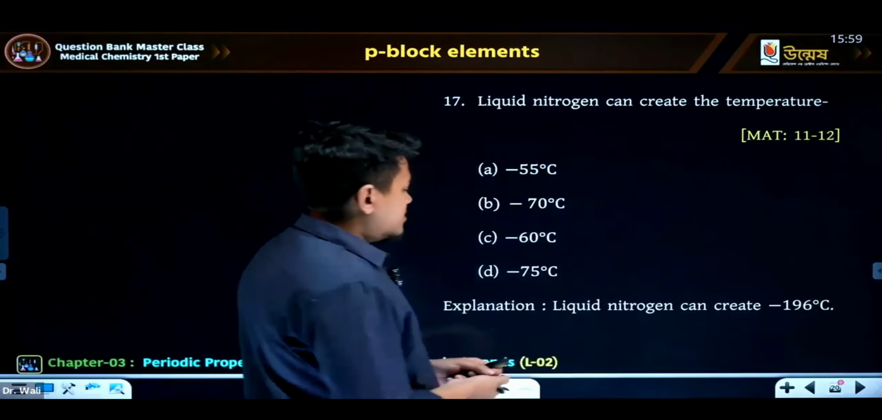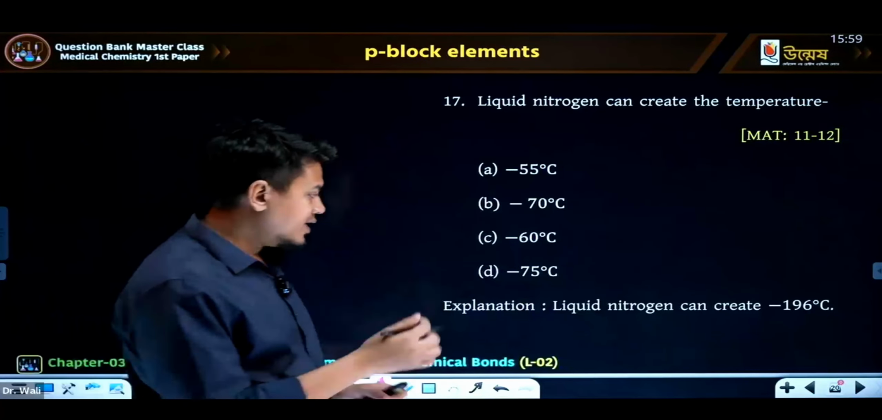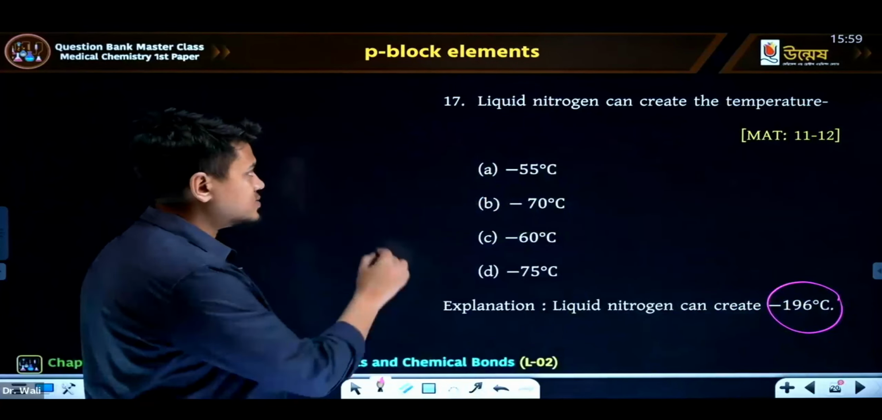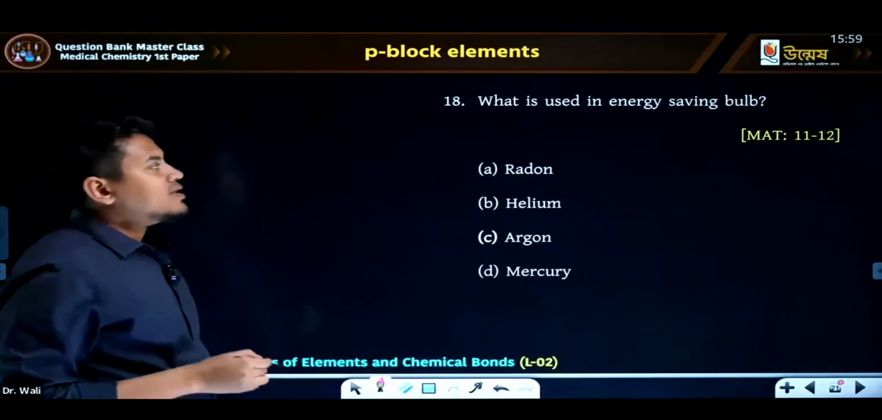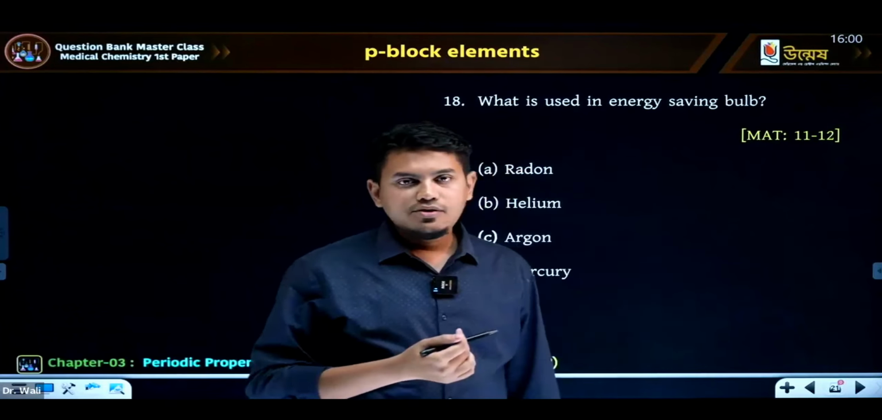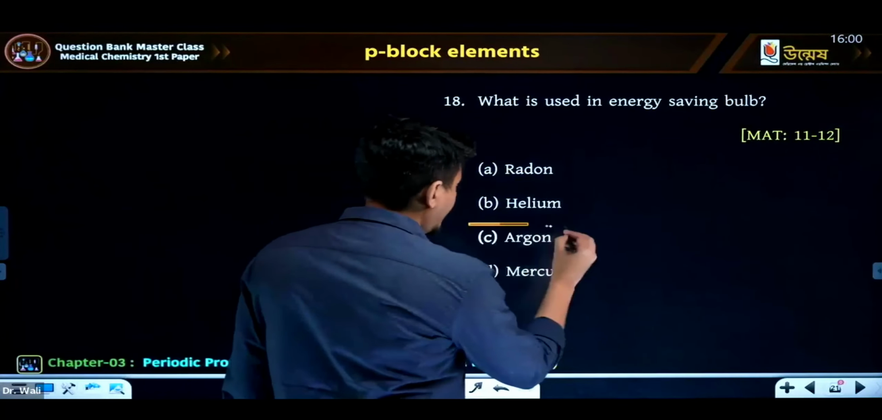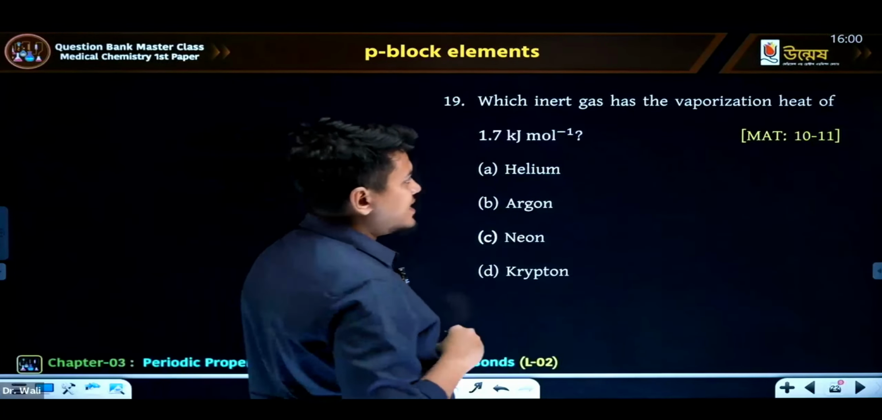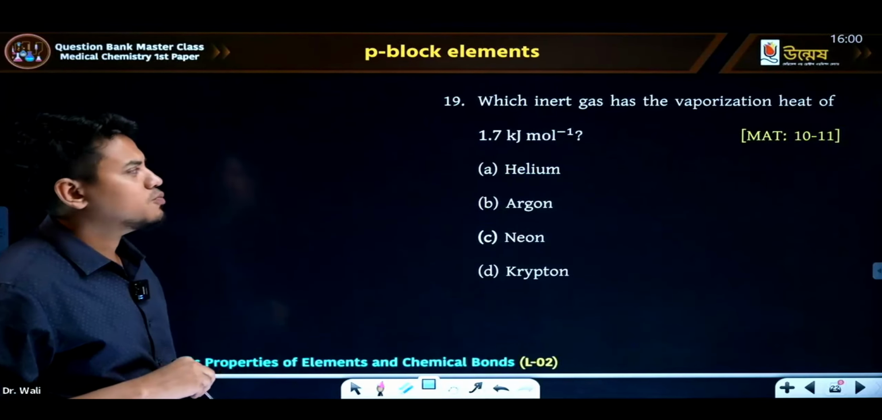Liquid nitrogen can create what temperature? This question does not have any answer, because liquid nitrogen can create minus 196 degrees Celsius, so the answer will be blank here. What is used in energy saving bulb? As I have said already, in electric bulb or energy saving bulb, we use argon. Okay, which inert gas has the vaporization heat of 1.7 kilojoule per mole?